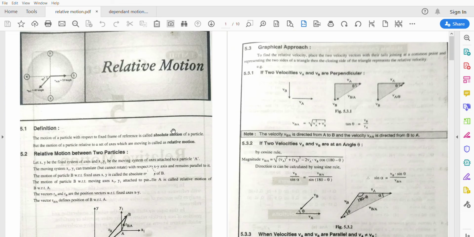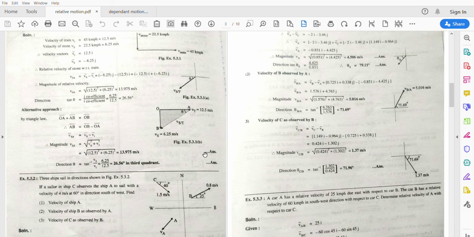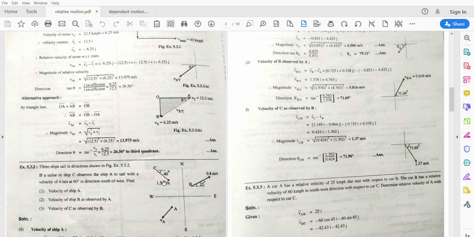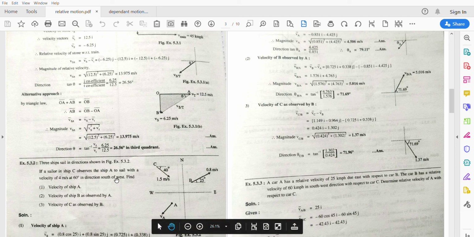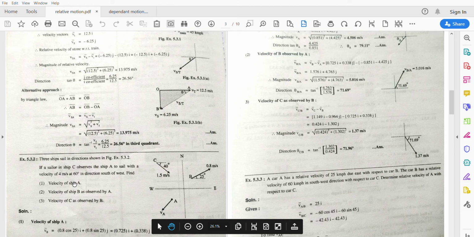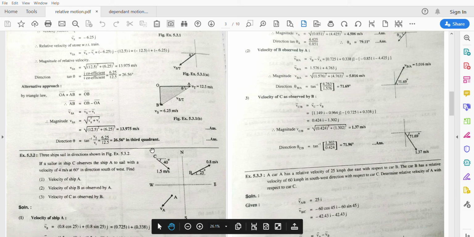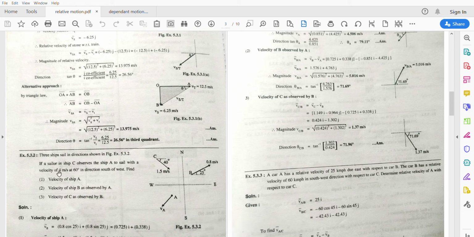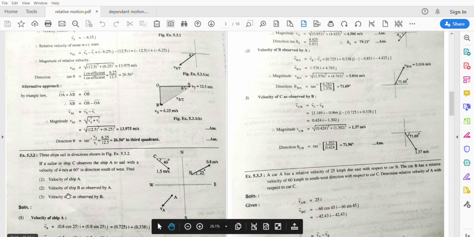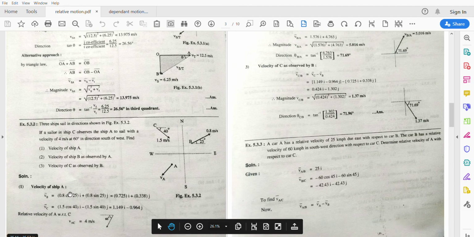Similarly, look at this example. Three ships, the velocities are given, and we are asked to determine the velocity of ship A, the velocity of ship B observed by A, that is v_B minus v_A, the relative velocity of B with respect to A, and the velocity of C observed by B, that is the relative velocity of C observed by B. So in this example, we have the velocity of C as 1.5 meters per second, and the velocity of B as 0.8 meters per second. We are asked to determine the velocity of A. So the velocity of ship A can be easily determined with this equation.